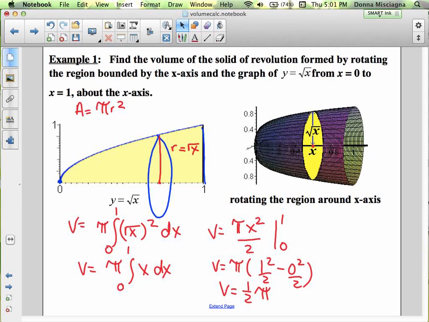That's our first one using the disk method. So we're using the fact that our figure is made up of an infinite number of these skinny little disks, the cylinders. The height of these cylinders is dx, a change in x, and the base area is found by taking the radius, squaring it, and multiplying by pi. That's all there is to it. Now the equations might get more complicated, but the steps are the same.